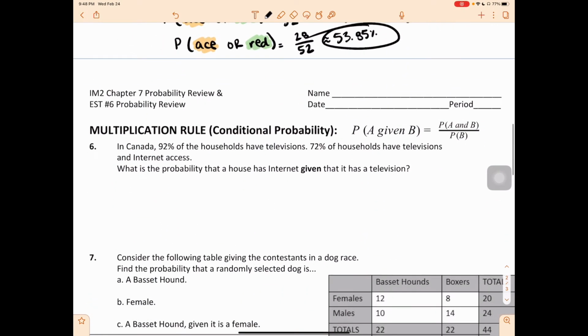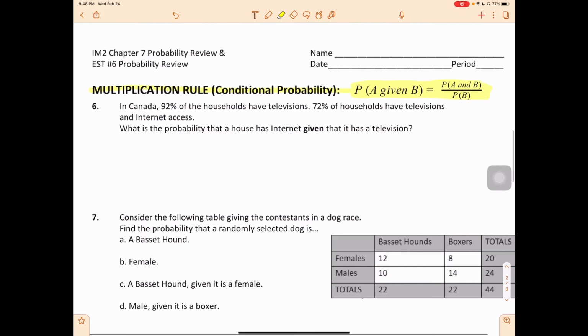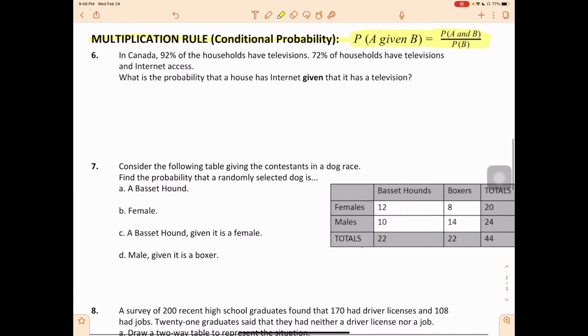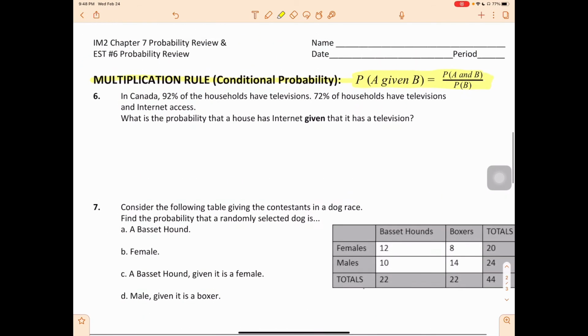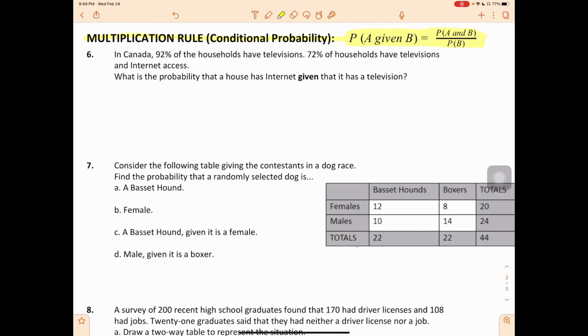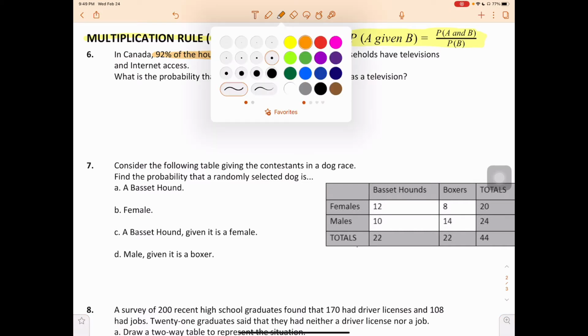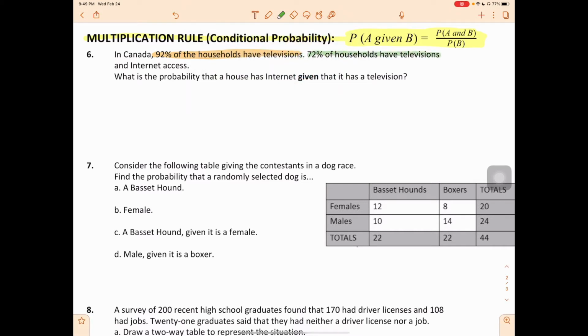All right. So now we're on to the multiplication rule. Okay. This is given conditional probability. Whenever you're given a condition, and that definitely affects your probability overall. All right, so here we have in Canada, 92% of the households have televisions. Okay. 72% of the households have televisions and internet access. So what we're asked is, what is the probability that a house has internet given that it has a television?